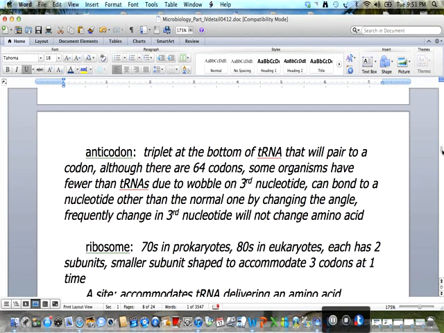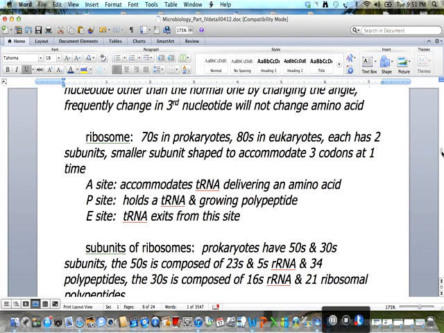Although there are 64 codons, some organisms will have fewer tRNAs due to wobble in the third nucleotide. The wobble allows a nucleotide other than the normal one to bond by changing the angle. Frequently changing the third nucleotide will not change the amino acid.